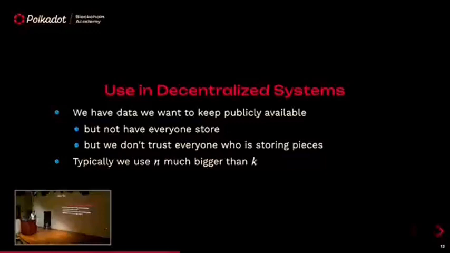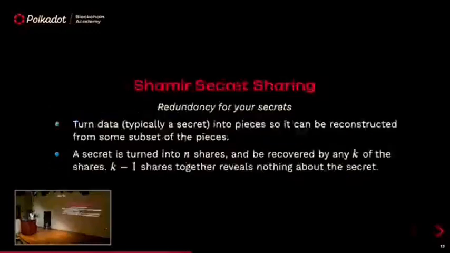So that's a great question, and I'm actually just going to take that opportunity to move on to the next slide, which is Shamir secret sharing, because it's very similar to what we just discussed. So this is turning data, typically a secret, like you said, into pieces so it can be reconstructed from some subset of the pieces. So you turn a secret into n secret shares, and then you can recover it from any k of the shares. When you start this protocol, you pick what n is and you pick what k is.